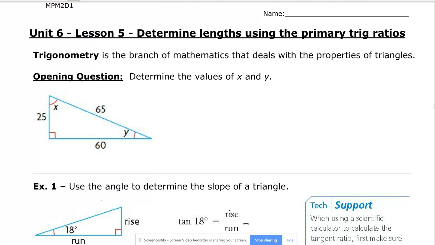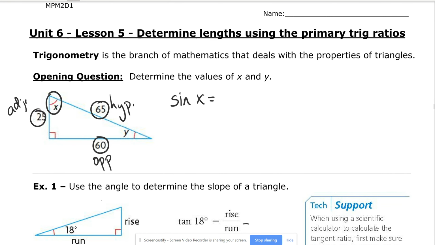So I'm going to start with x. X is going to be my reference angle. And because I have all three sides of this triangle, I can use any of the three ratios because I can plug in either the opposite side, the hypotenuse, or the adjacent. So I'm going to pick the sine ratio. So the sine of my angle x is equal to the opposite side divided by the hypotenuse.